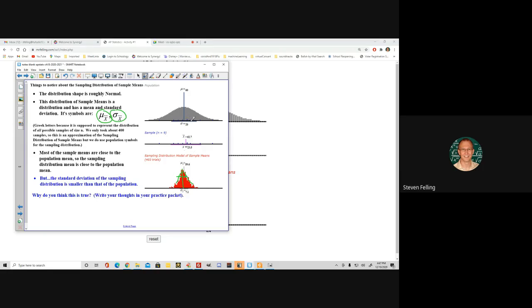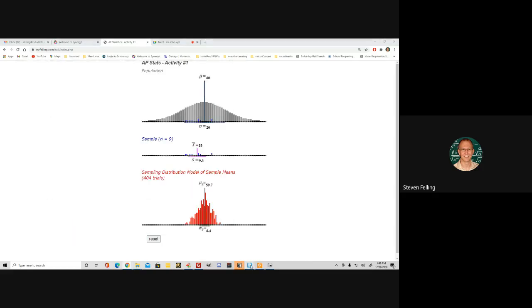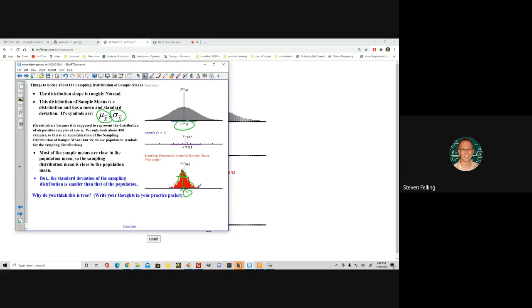Here is what I want you to think about. The standard deviation in the data was 20, but the standard deviation down here is much smaller. When I ran this before, I got 7.1. When I'm running it now, I got 6.4. So think about this. Why is that true? Why is the standard deviation when I average 9 things at a time less variable than when I take individual things? There's a spot in your required packet for you to write down your thoughts on the first page of your chapter 18 required practice packet. So write down what you think. Why is it that this is true?